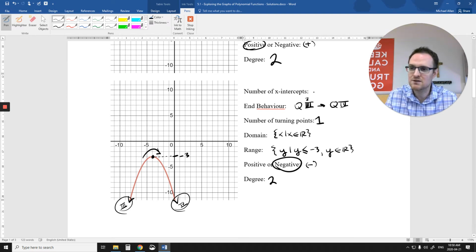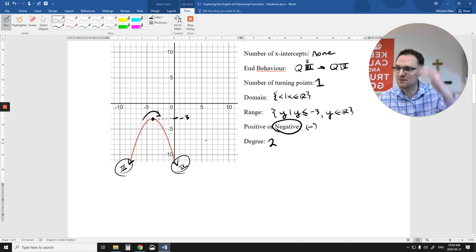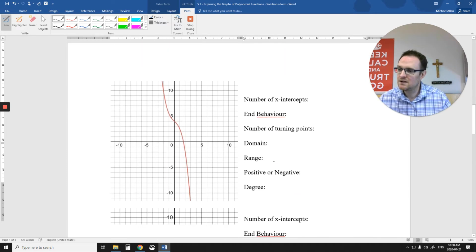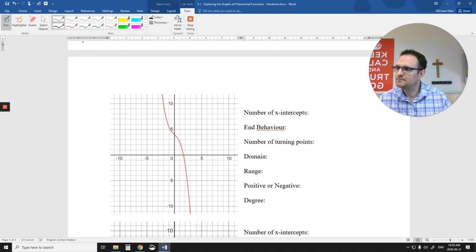And the number of x-intercepts, there are none. It doesn't cross the x-axis, so we don't have any x-intercepts. It could have 2 if it went up higher. It could have 1 if it just touches it. I don't think I have one here where it's just 1. No, I don't. Okay.